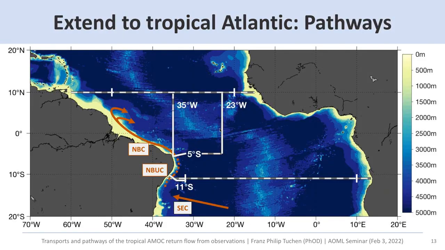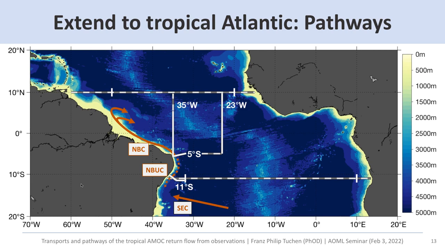Okay, and then for the last part, because we were quite happy with the agreement of Argo data and ship-based measurements at the 11 South western boundary, we wanted to extend this analysis to the whole tropical Atlantic and to give a more or less coherent picture of observations on these different pathways and transport estimates at all the different sections that we used.